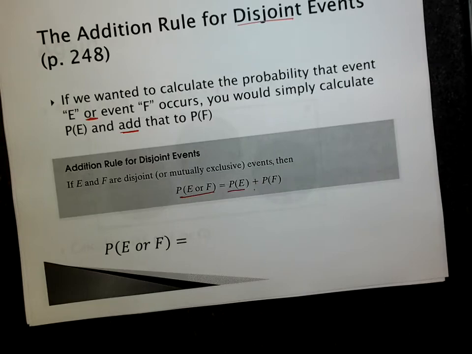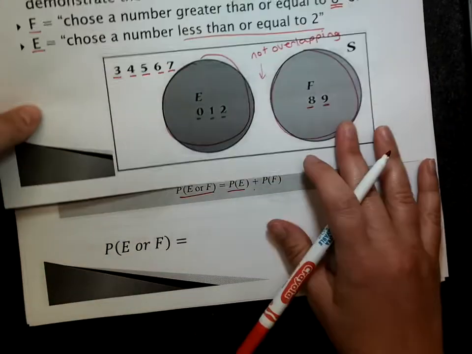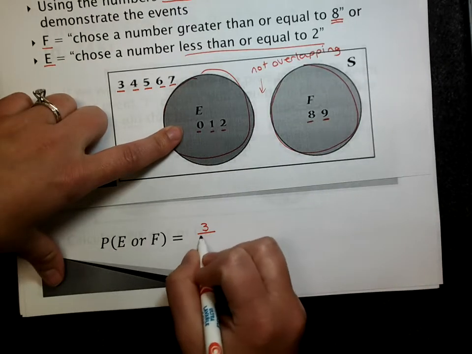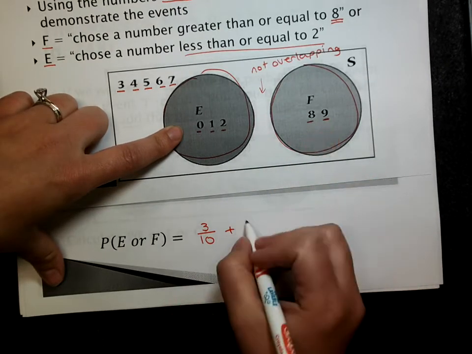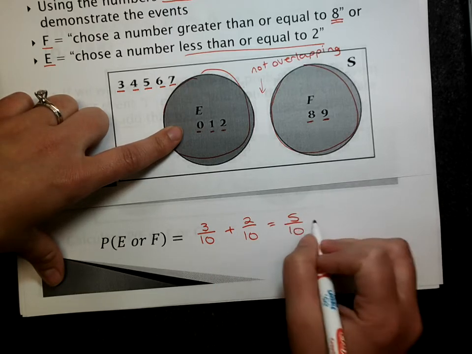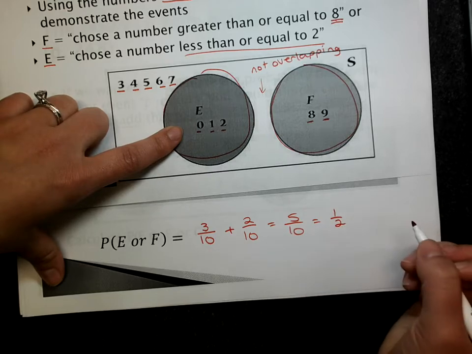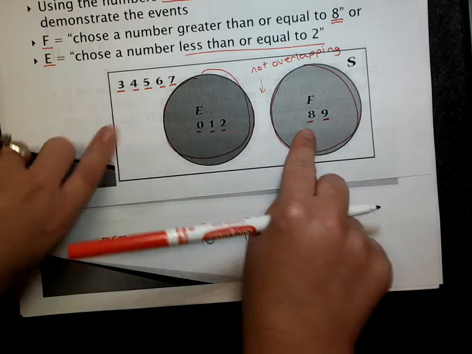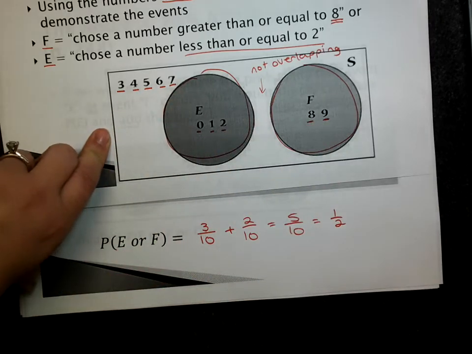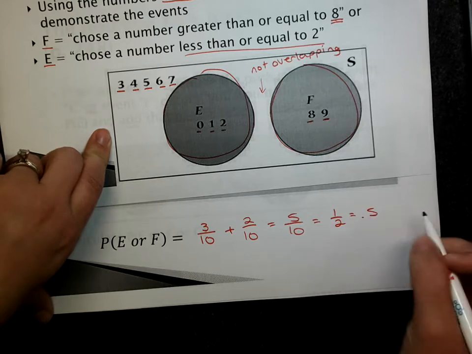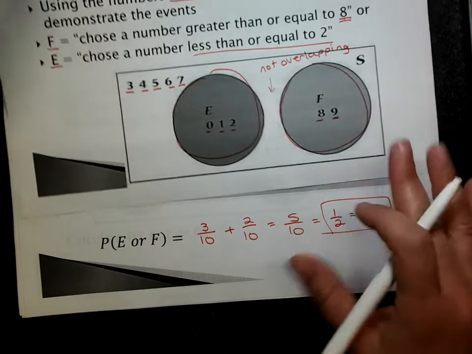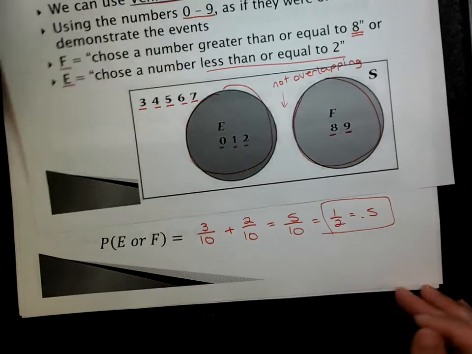So in our little chip scenario, the probability of E or F: E has 3 outcomes, 3 out of, we said 10, plus event F has 2 outcomes out of 10, which gives me a total of 5 out of 10, which we can reduce to 1/2. So half of the chips will give you prizes and half of them will not. You'll notice you have 5 on the outside and 5 total in the circles. So the probability would be 1/2 or 0.5. So it's pretty easy for disjoint events. You just take one, add it to the other, and you're done.